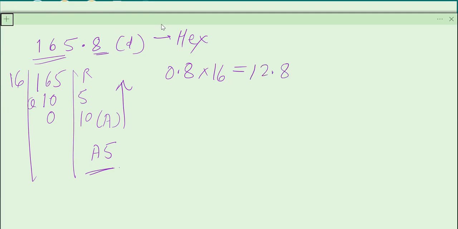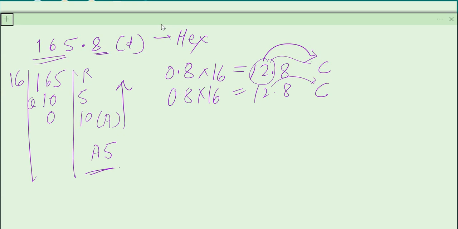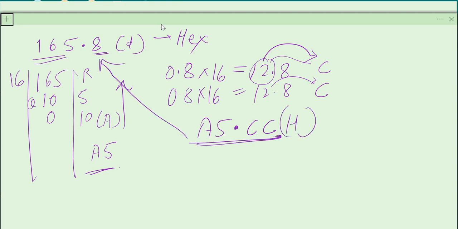By chance everything is the same. Again 0.8 is coming. Let's let it be. But we'll have one more example where the same will not come. 12.8, so 12 will be coming out. Again 0.8 into 16, 12.8, so 12 will be coming out. That is, 12 in hex is C. So the hex converted number will be A5.CC, the hex number corresponding to this.